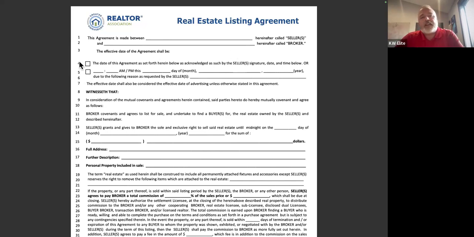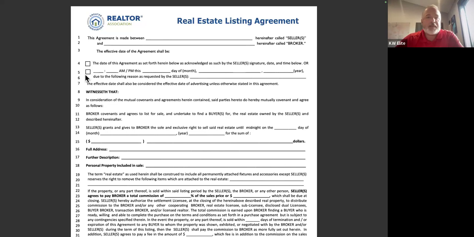So then you have on lines 4 and 5, and by the way, when I'm referencing lines, I'm looking at these numbers. You have 2 options here, and you need to pick which one. If you check this first box, line 4, it says the date of agreement is set forth herein and is acknowledged by such as the seller's signature, date, and time below. Which, if you check this box, it basically means that you are making the listing active, effective the second the seller signs. So if they sign today at 8:32 p.m., this agreement's effective at that time.